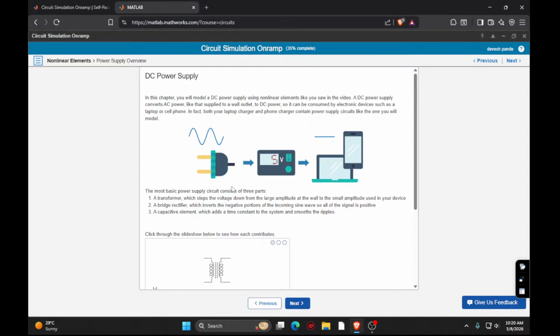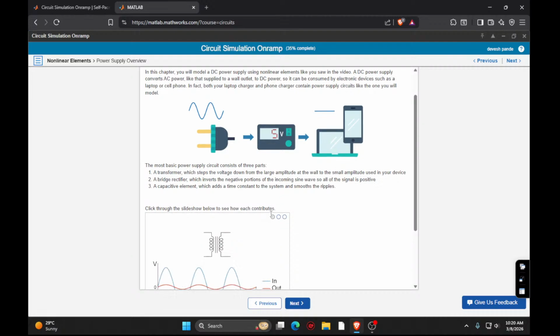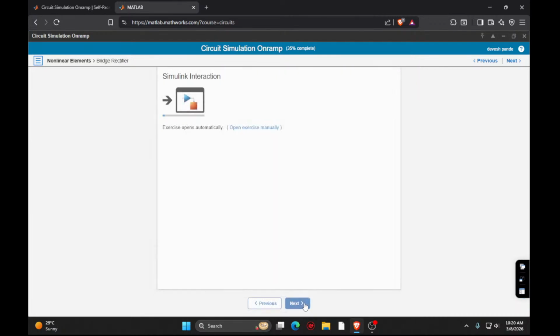approx pure DC, you can say. Now the regulator will regulate the voltage and give a constant voltage to the output of the power supply. For this we need a transformer, diode rectifiers, filters, and regulators. Okay.